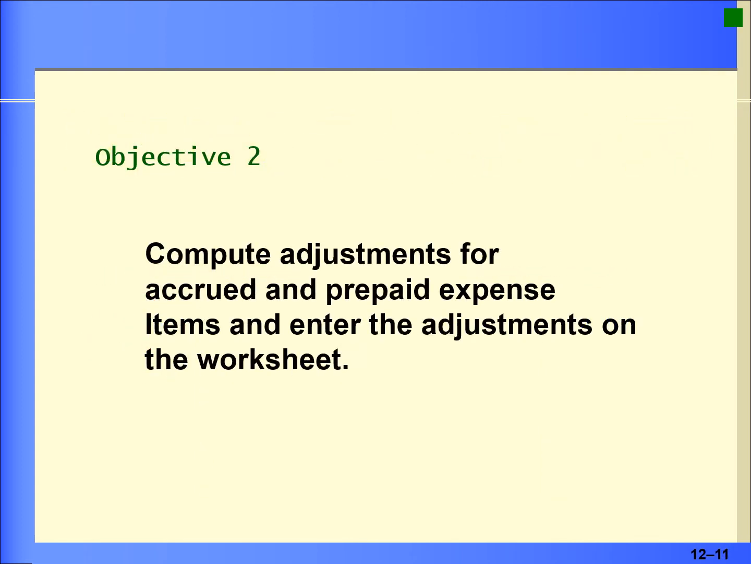Now, you could also have adjustments for accrued and prepaid expense items. And of course, we have seen just about all of the, or not the accrued, but we've seen the prepaid items. We saw all of those back in Chapter 5. So again, please review the Chapter 5 PowerPoint, because I believe that will help you and assist you with some of the exercises in Chapter 12 as well.